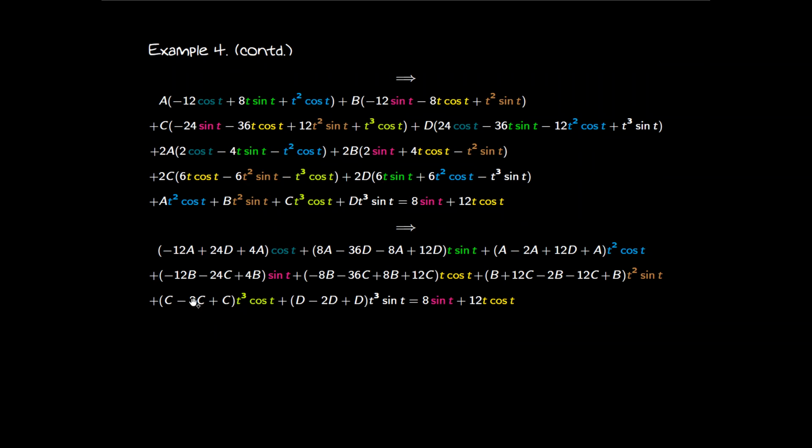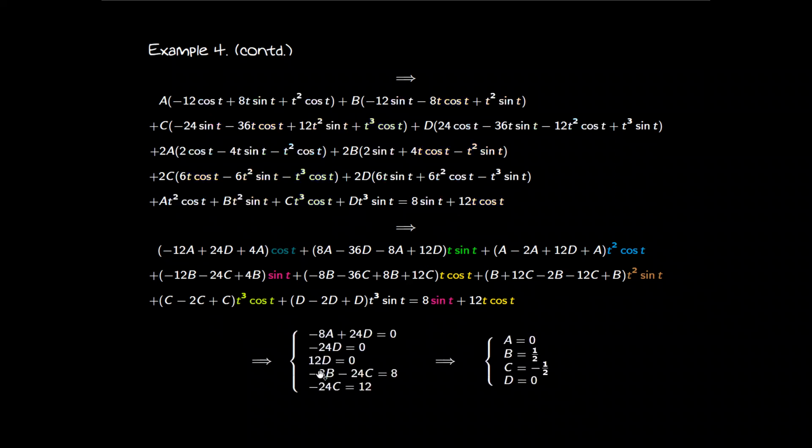Okay, now for each function, you're going to just simplify the coefficients. So you have some combinations, cancellations. After you combine them, you can get a simplified form. For example, the first one comes from the coefficients of cosine. When you simplify, you get negative 8a plus 24d, right? And on the other side, you have no cosine. That's why this is equal to 0.